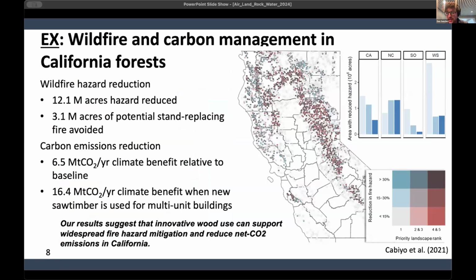We think that there's an opportunity to stimulate innovative wood products, make sure that we're locking that carbon up in long-lived products, achieving carbon benefits, and really importantly, achieving wildfire hazard reduction. That includes 3 million acres of stand replacing fire over the next 40 years, according to our work. So I think this is just one example of where there are tremendous co-benefits in pursuing carbon removal in the state of California. Look forward to more discussion later.